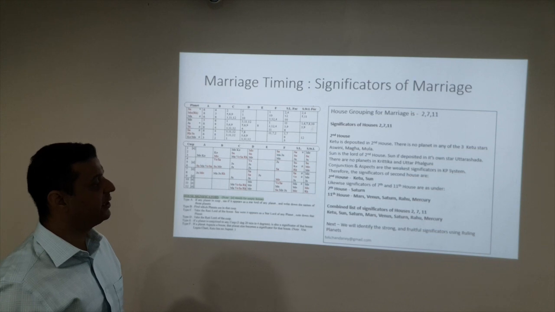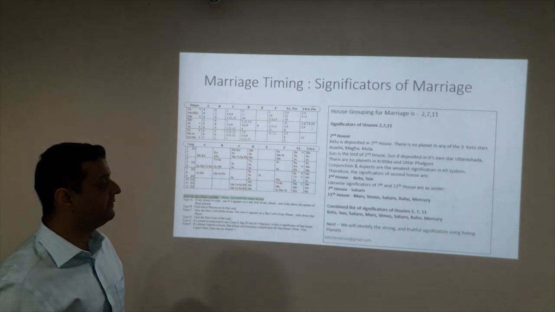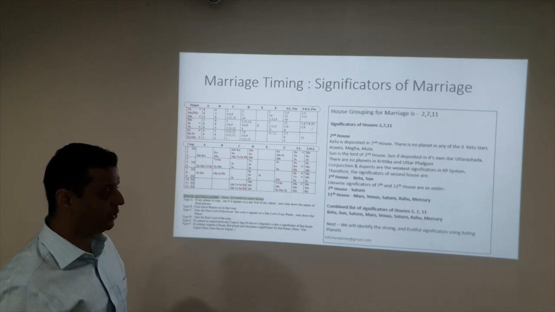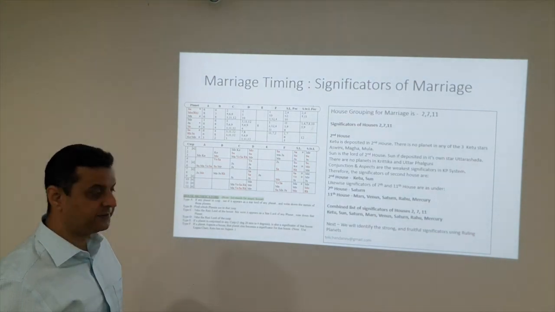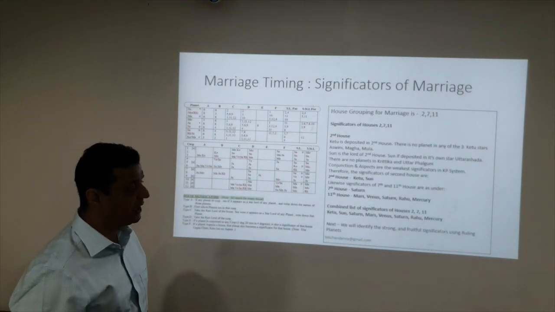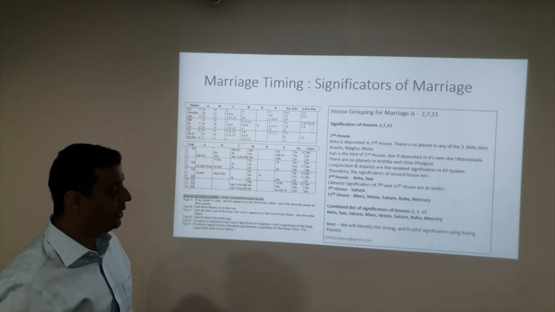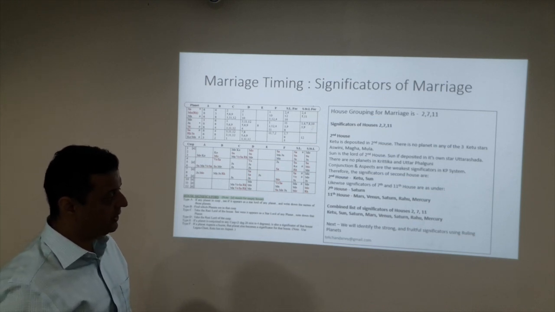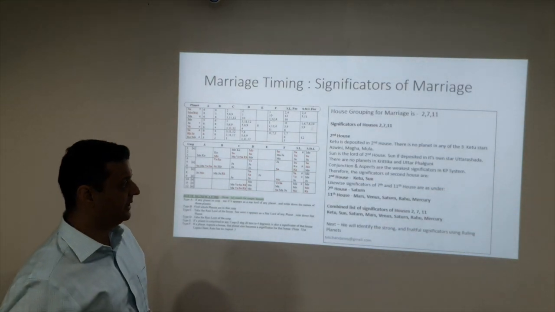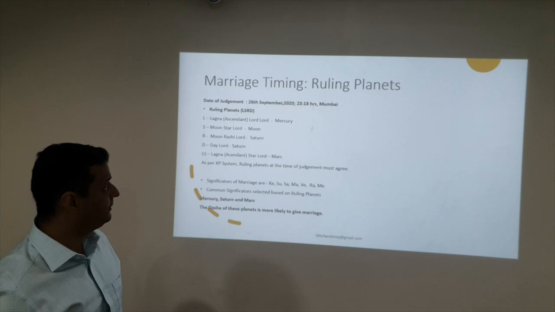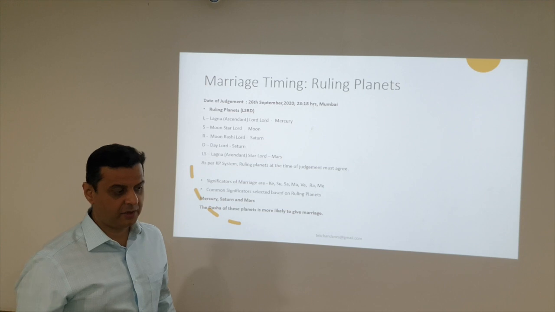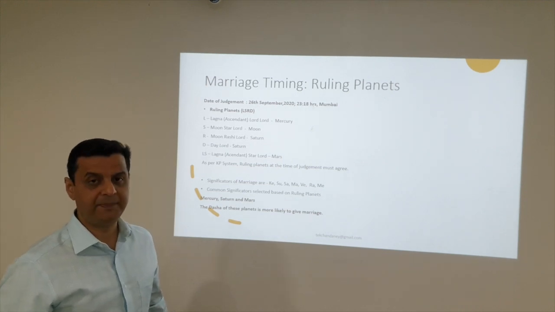Likewise, the significator of the 7th house is Saturn. The significators of the 11th house are Mars, Venus, Saturn, Rahu and Mercury. So if you look at the combined list of significators for houses 2, 7 and 11, we have Ketu, Sun, Saturn, Mars, Venus, Rahu and Mercury. What is important is that we need to identify which significators are fruitful for marriage to take place. So here is where the concept of the ruling planet comes in, and that's the concept which is very unique to the KP system.